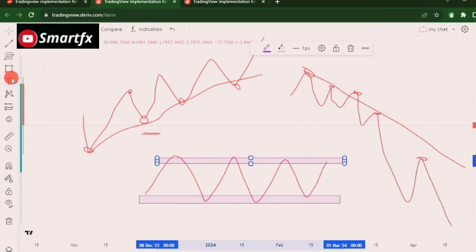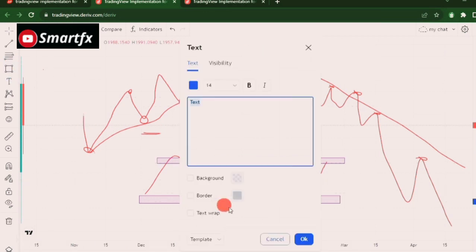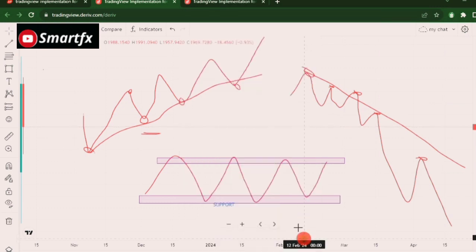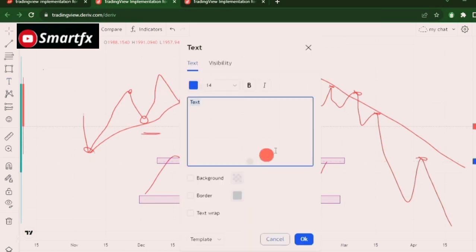This is your resistance. We have support, support, support. This is your support, and then this is your resistance.